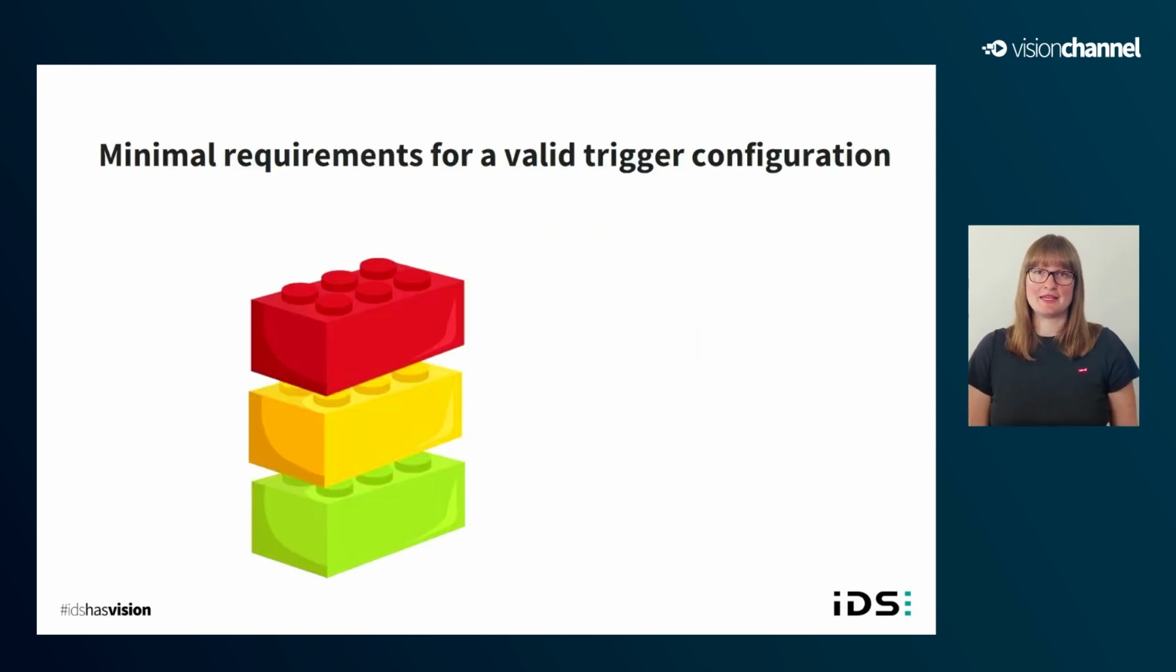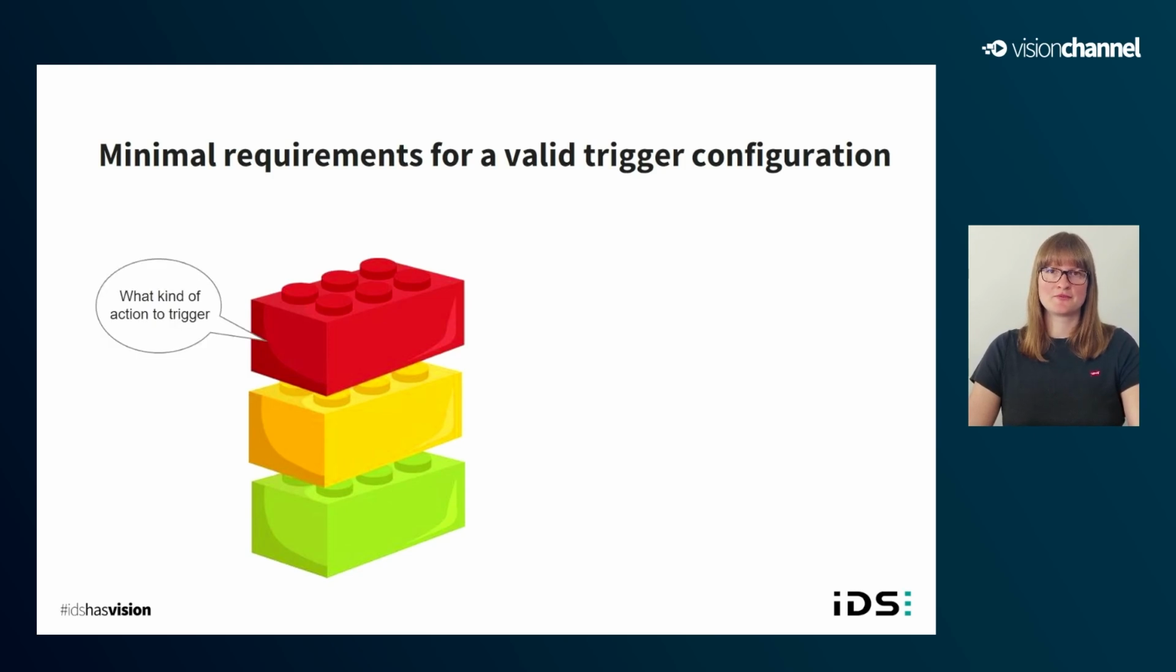Let's start from the beginning. What is necessary to configure a valid trigger setup? First, you need to decide what kind of action you would like to trigger. For example, you want to start the exposure of an image with a trigger. The action you would like to trigger is the trigger target.